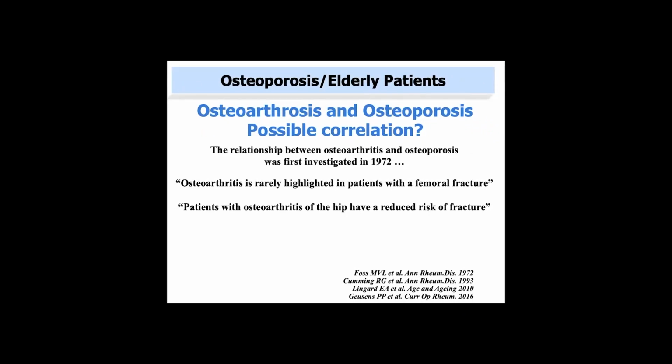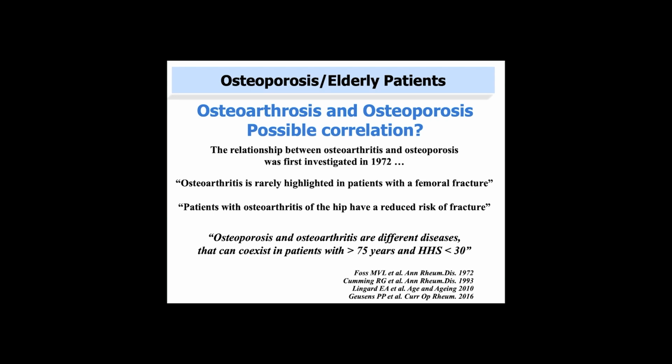Is there a correlation between osteoarthritis and osteoporosis? That was first investigated in 1972. Osteoarthritis is rarely highlighted in patients with a femoral fracture, and patients with osteoarthritis of the hip have a reduced risk of fracture. So osteoporosis and osteoarthritis are different diseases that can coexist in patients over the age of 75 years old.